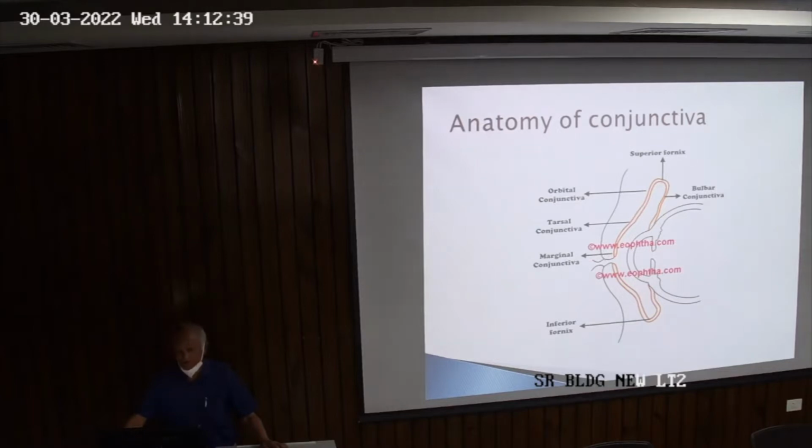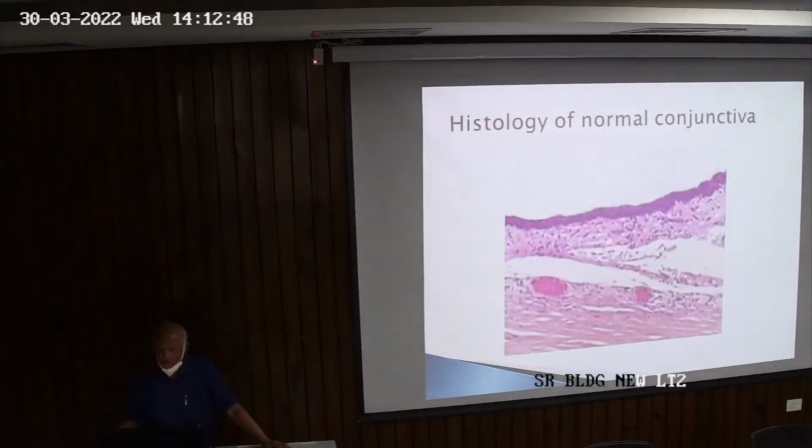It's an important one. Anatomy of the conjunctiva, as we have said, there is a limbal part of the conjunctiva, a palpebral part, and that part. Forget about the histology of the normal conjunctiva. You might be knowing there are three. If you take the histological section of the conjunctiva, do you know what the layers are?